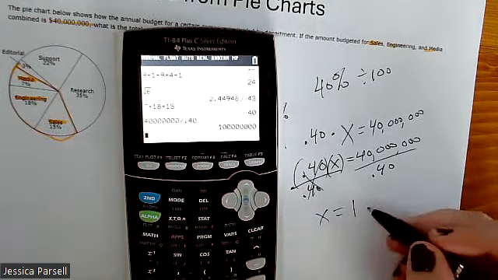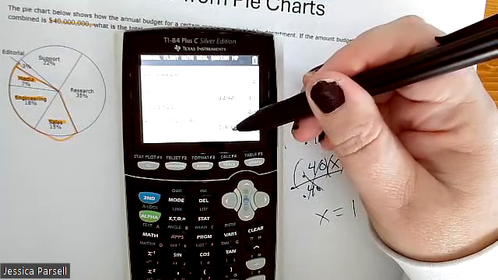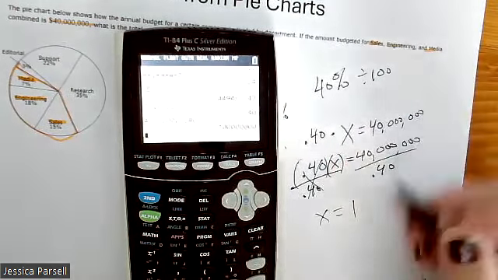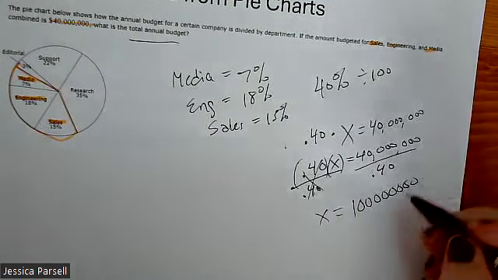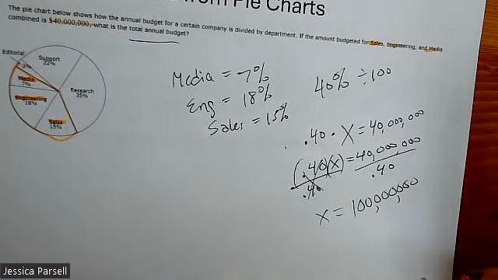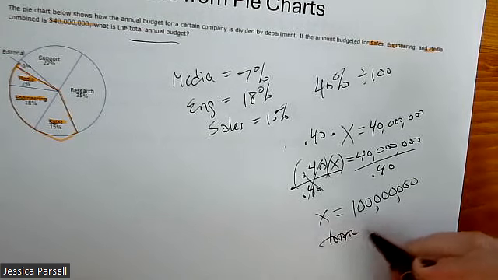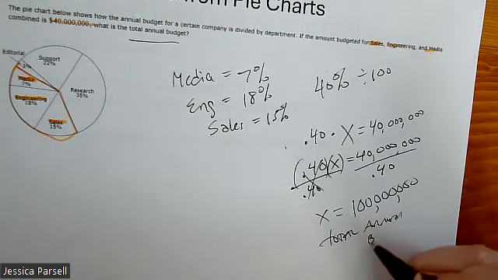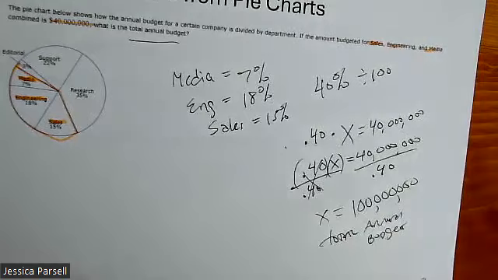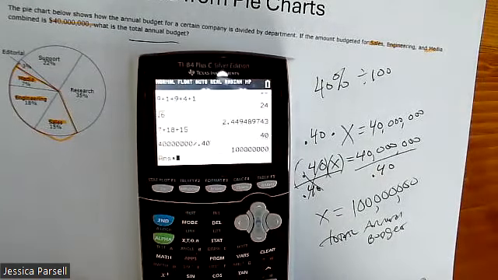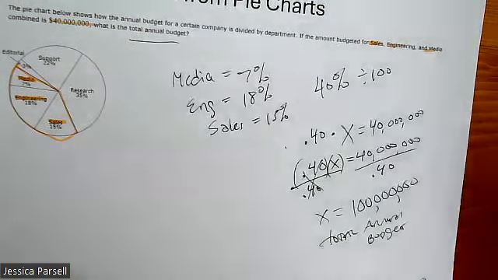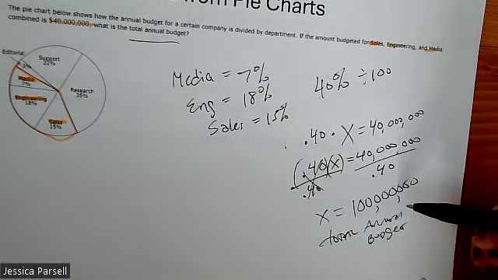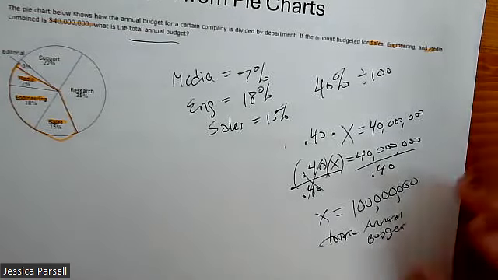Okay, so that's a 1, 8 zeros. Whew. This company's got a giant budget here. All right. So that is 100 million is the total annual budget. And you can check yourself. You could take 100 million, multiply that by 0.40, and that's going to give you that 40 million. So we know we're on the right track here. Or 40 million is 40% of 100 million.